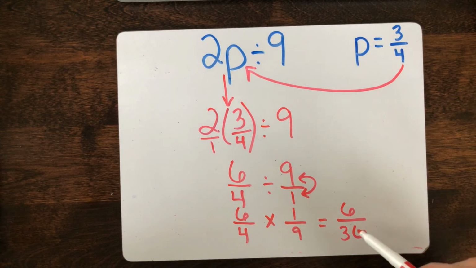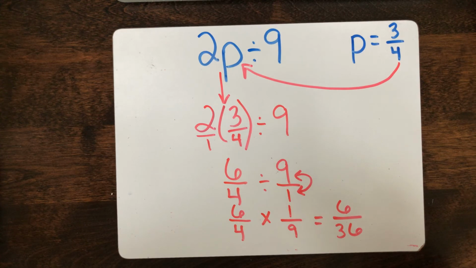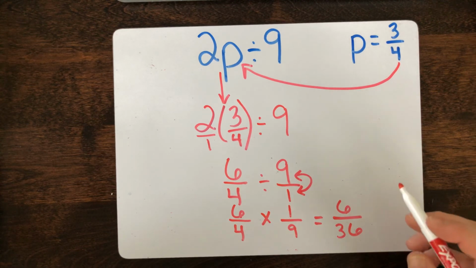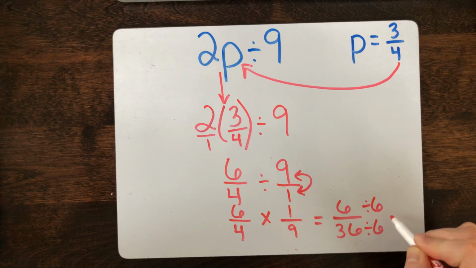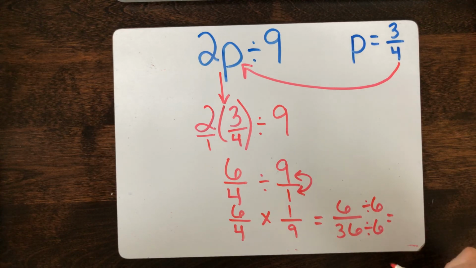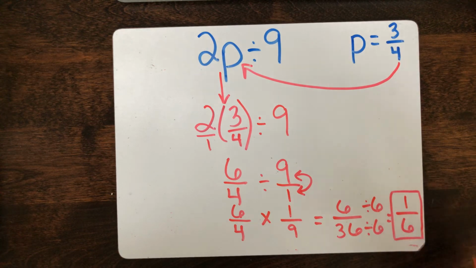Now again, I said to simplify this problem because 6/36 is not simplified. A number can go into both 6 and 36, and that number is 6. So divide top and bottom by 6, and our simplified answer is 1/6. And that's our answer for that third problem on the Google form.